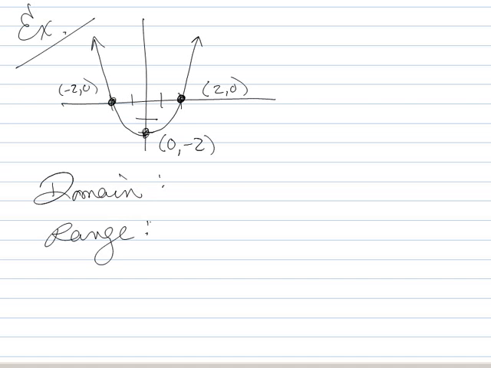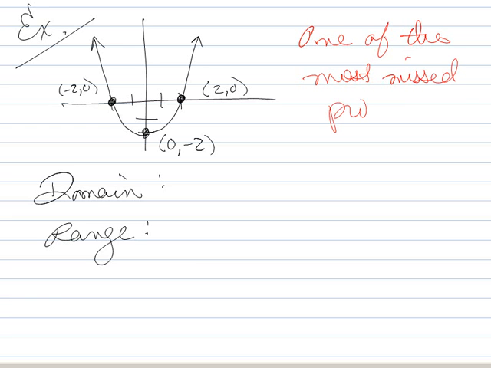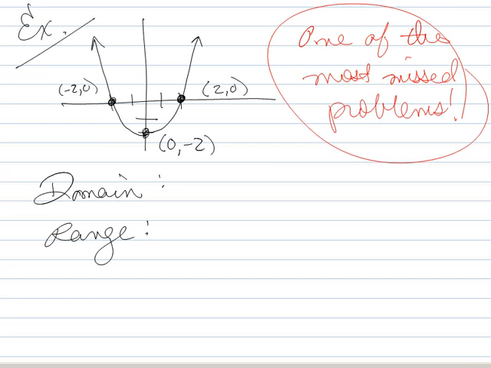So like I said, pause it if you can, make sure you can figure this out. This is probably one of the most missed problems. So this is something you definitely want to be aware of, because it's probably going to show up on a test. So again, remember, you don't want to list the individual points. Anytime you see a graph, you're not going to be wanting to list the individual points.